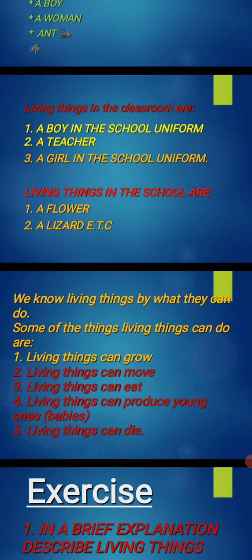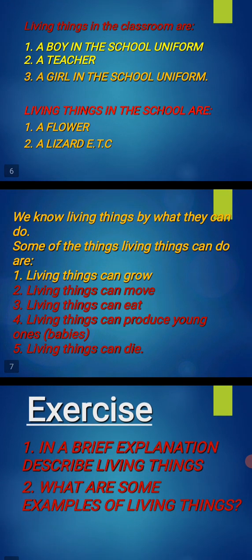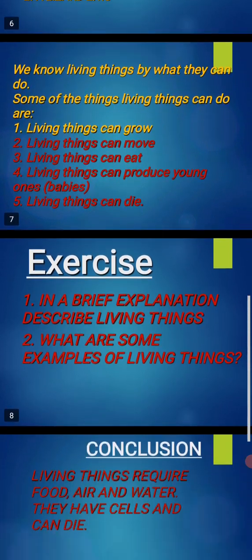Three, living things can eat. Yes, all living things can eat different types of food to survive. Without food, no living thing can survive. Four, living things can produce young ones, babies. That is, living things can give birth to their young ones. For instance, a dog can give birth to a baby dog called a puppy, and a cat can also give birth to a baby cat, which is a kitten, and humans can also give birth to their young ones, which are babies. Also, living things can die.